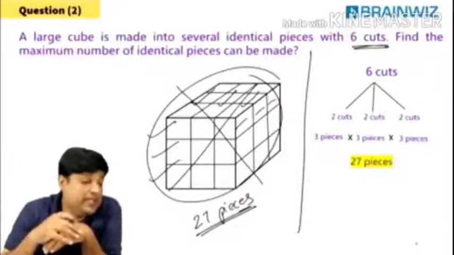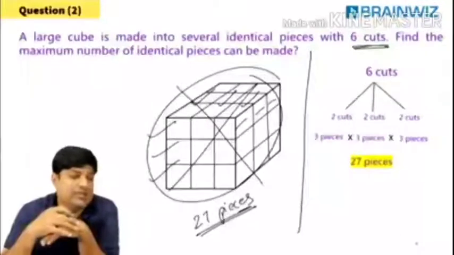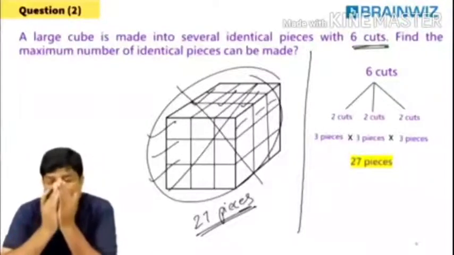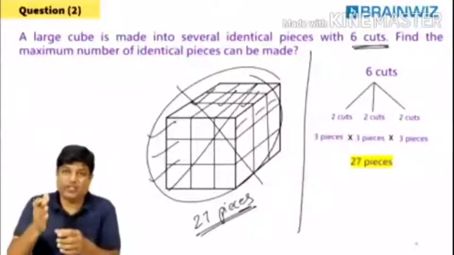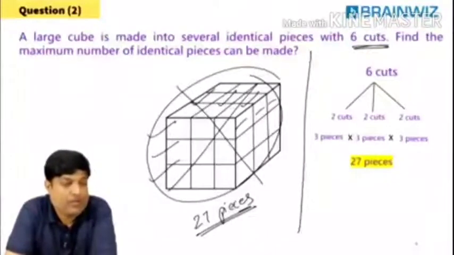8 cubes again divided into 8 pieces. No. 8 cubes. No, Baba. You are taking 2 cubes and putting on that and taking cubes. No, it's not like that. Following, everybody? Clear? Now let's try to move forward.